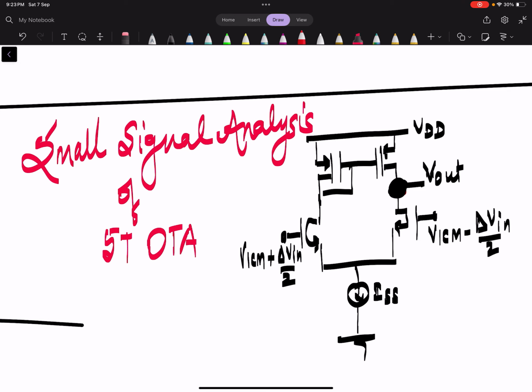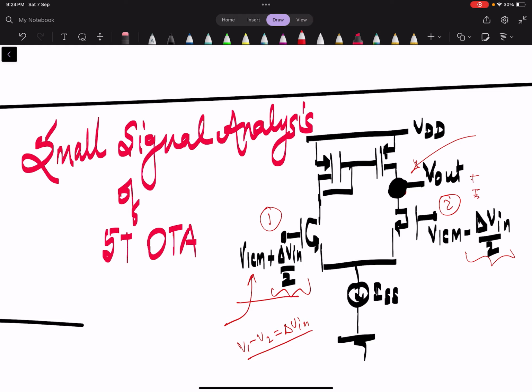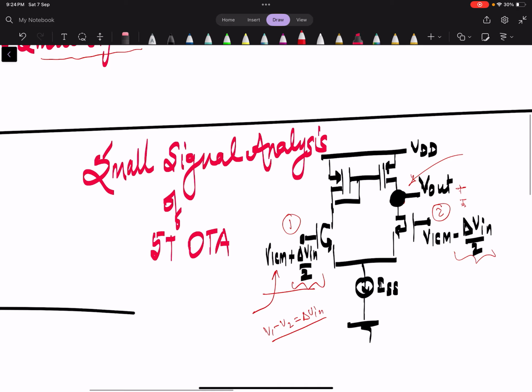What you can see here is the common mode input voltage, and this is the difference between inputs 1 and 2. So V1 minus V2 is delta V in. Point number 2 is V out, which is calculated with respect to ground. So let's see and analyze the small signal analysis.